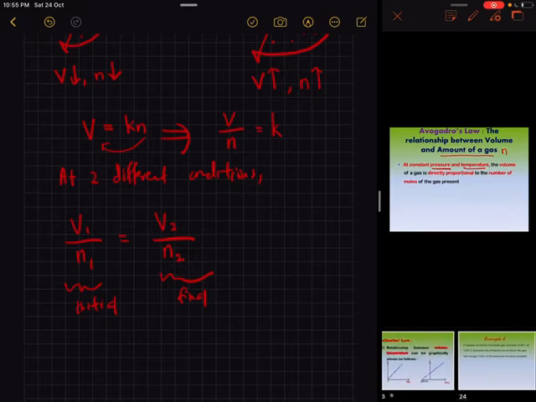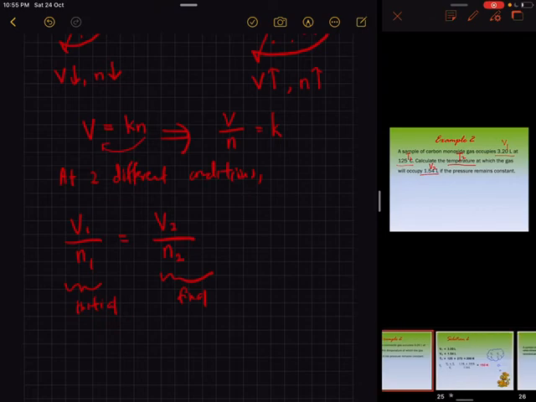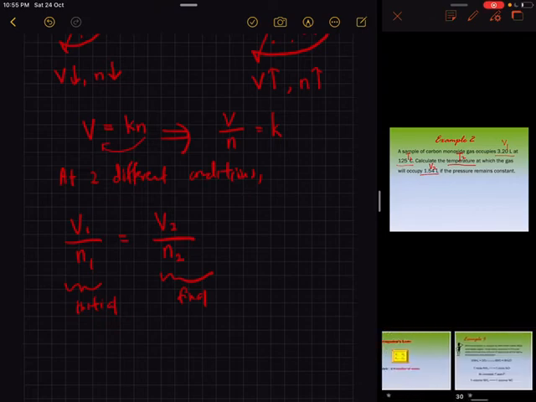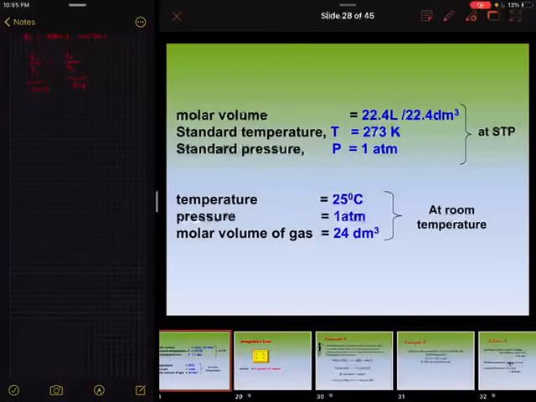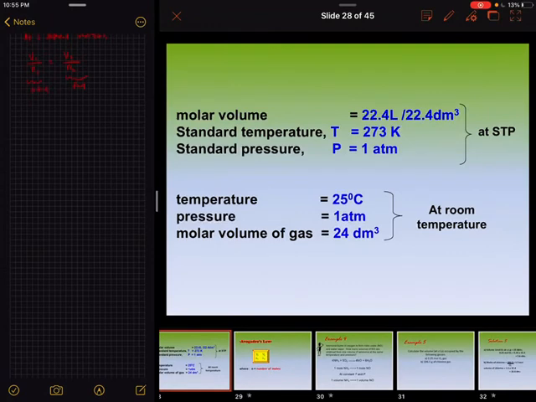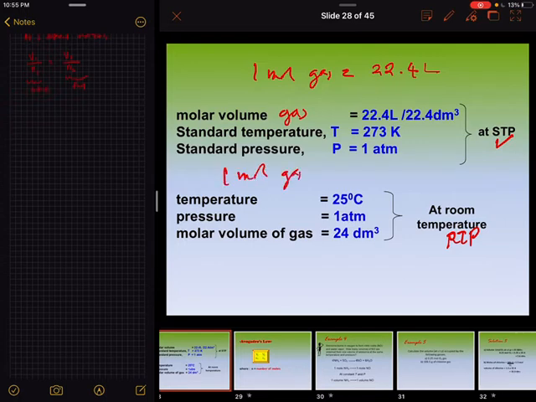Okay, let's take an example. Before that, recall what you learned in chapter 1 the other day, which is about molar volume at STP and also at room temperature, which is RTP. So for molar volume of the gas at STP, 1 mole of gas is equivalent to 22.4 liter. Okay, at STP. And if it is at room temperature, 1 mole of the gas is equivalent to 24.0 liter.